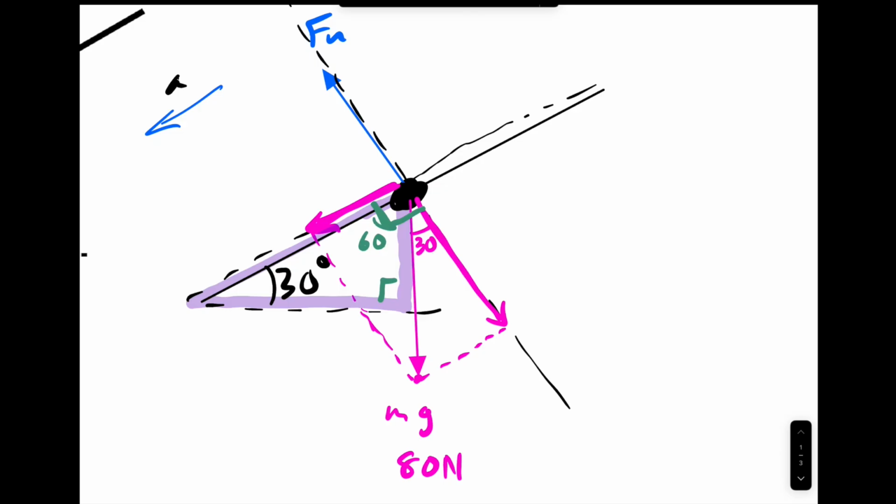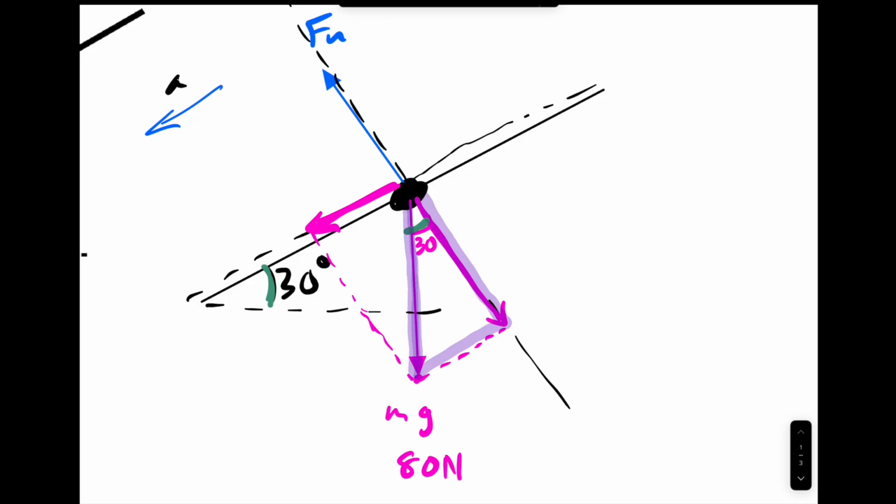Now let me back off some of these, get rid of them. All right, there. Now, what I want you to take away from this is this angle right here is always going to be the same as the angle of the ramp. Now, what I'm going to look at is this triangle right here that I'm drawing now in purple. That's a right triangle.